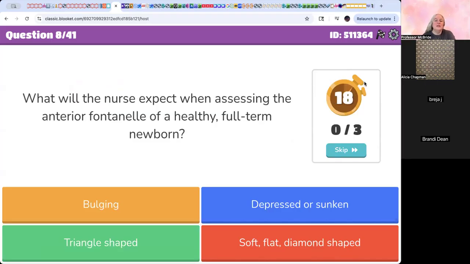What will the nurse expect when assessing the anterior fontanelle of a healthy full-term newborn?